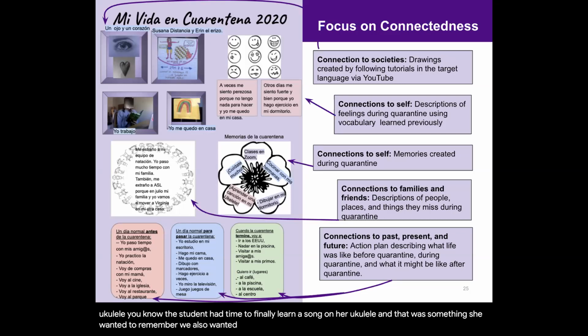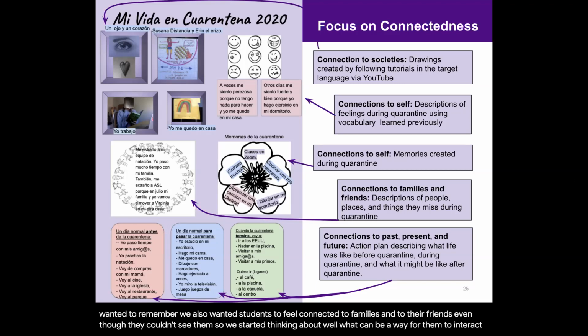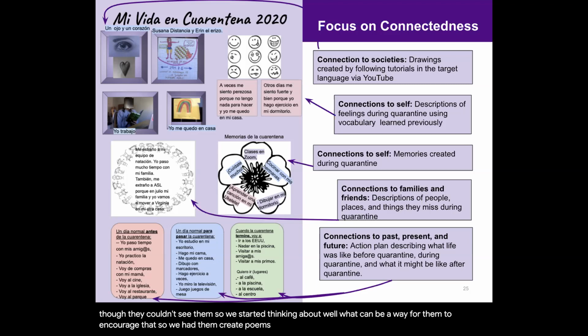We also wanted students to feel connected to families and to their friends, even though they couldn't see them. So we started thinking about what could be a way for them to encourage that. So we had them create poems. Here you can see that the poem the student wrote, in the middle left, describes the people, places, and things they missed during quarantine. What we found is that having these conversations as the students were writing these poems was really helpful because it allowed them to reflect on a lot of the taken-for-granted things in their everyday life that they were all of a sudden feeling really nostalgic about.